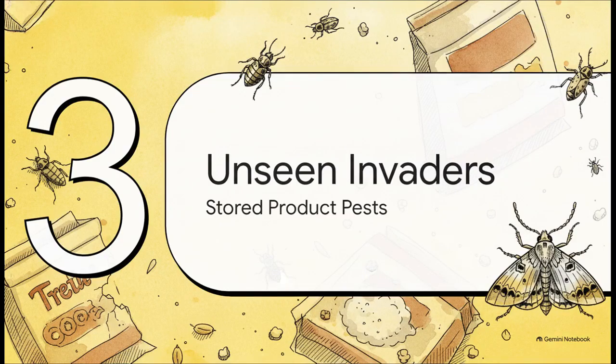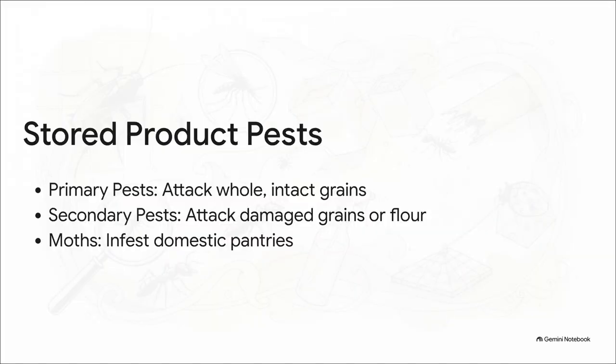Next up, we have lineup 3, the unseen invaders. These are the deeply insidious pests that hide completely out of sight in our home pantries and massive commercial warehouses. And the stakes here are high. In the food industry, finding just one insect in a batch of flour can mean an entire cargo shipment gets rejected. We actually categorize these suspects by exactly how they attack.